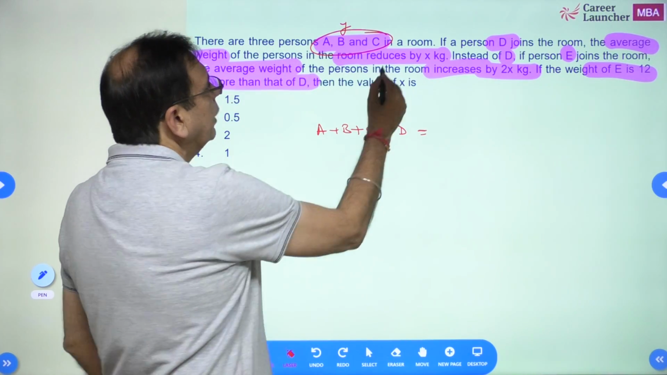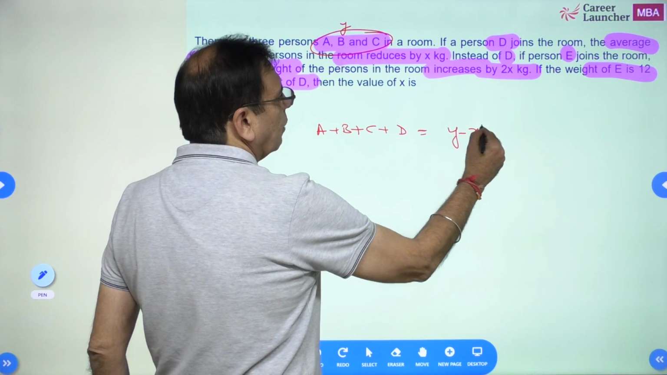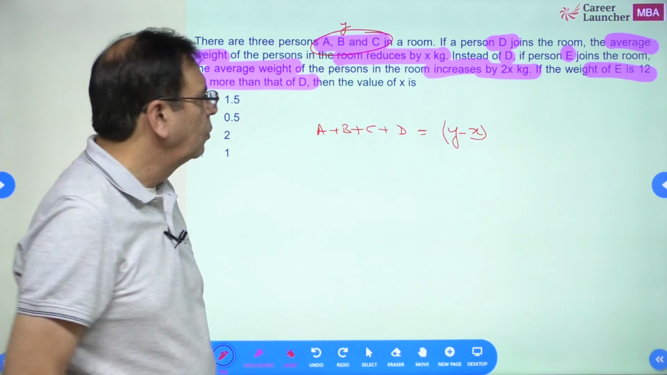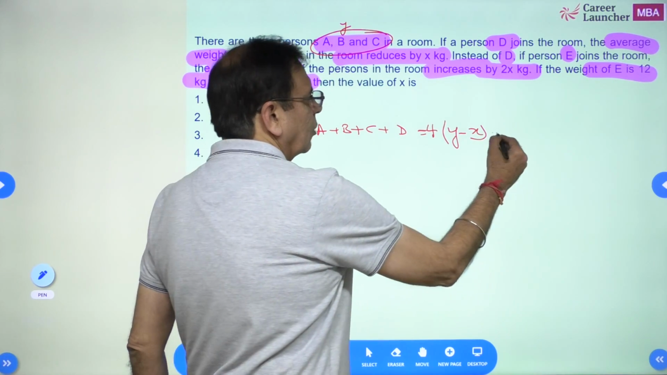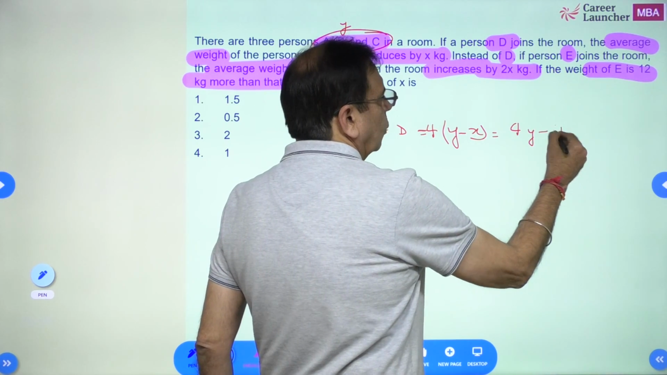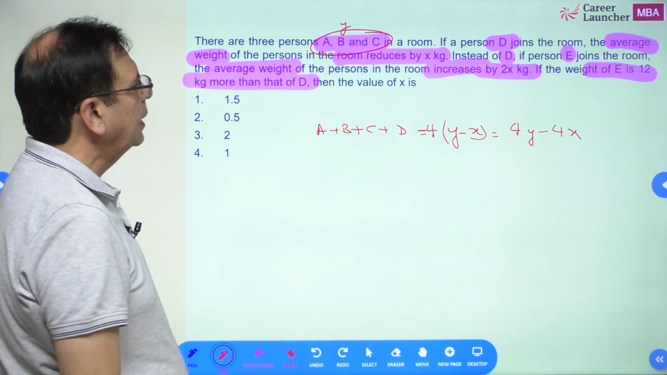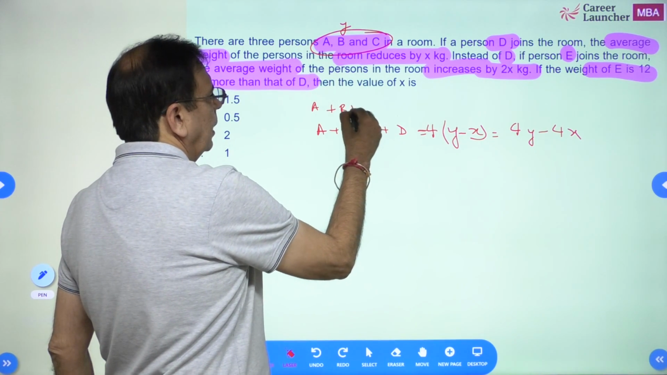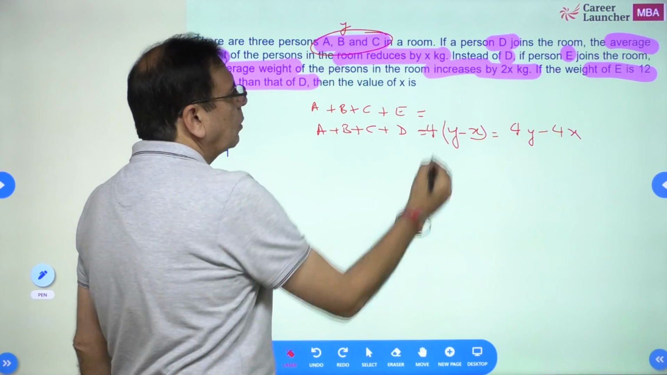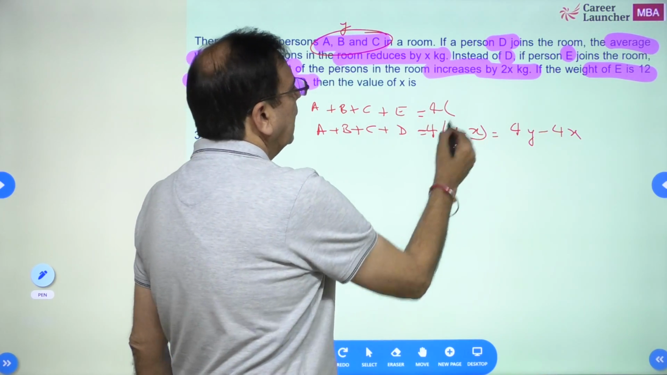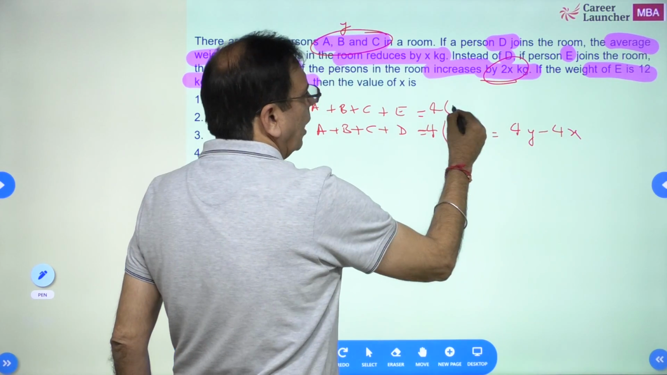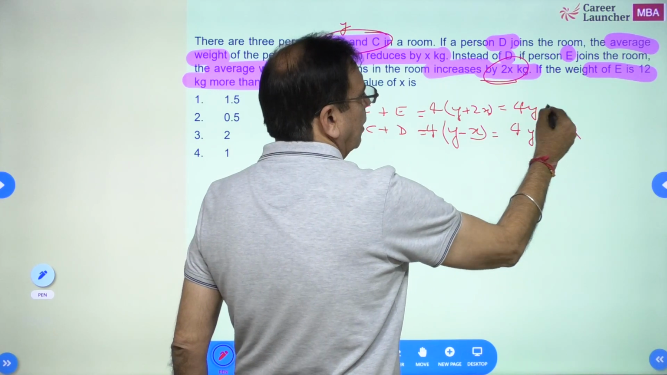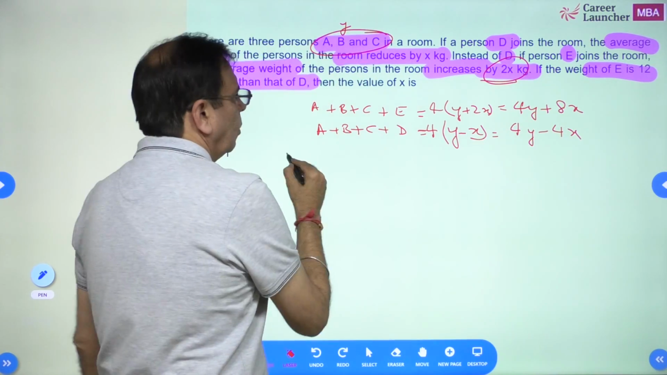The average reduces by x. So the average weight of these 4 is y minus x. If the average weight earlier was y, then the average weight of these 4 people becomes y minus x. So the total weight becomes 4 into y minus x, which is 4y minus 4x. ठीक है. अगला क्या दिया? E आ गया. D की जगह if E comes, then what happens? A plus B plus C plus E. It is again 4 people, and the average weight increases by 2x. So average weight has to become y plus 2x. How much does it become? 4y plus 8x.